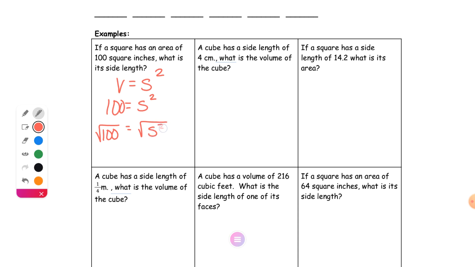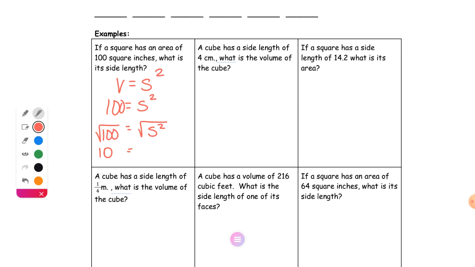Why do I have to do it to both sides? Noel? Nope, because it's an equation, and what you do to one side, you have to do to both sides to keep it in balance. Now, what is the square root of 100? What times itself equals 100? 10. So easy, it's hard. What times itself equals s squared?